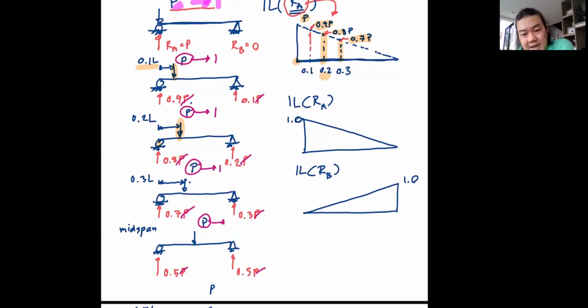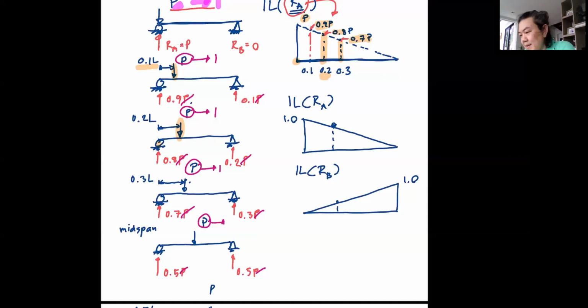Okay, is there any question? Let's say if you have the P at the location, say 0.4 L, you can just come here, and RA would be 0.6 and RB would be 0.4, just like that.